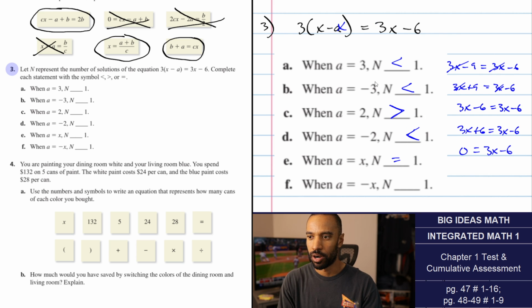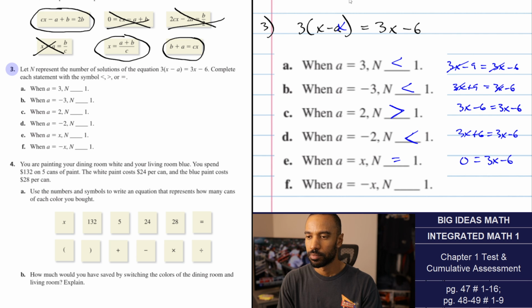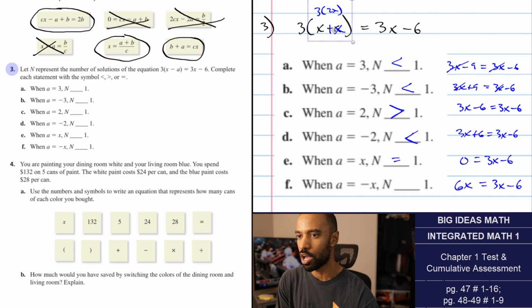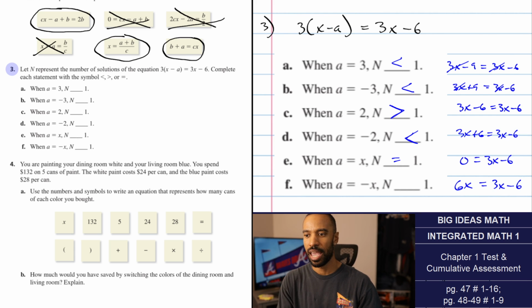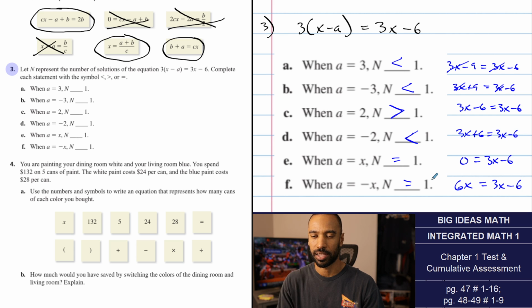Looks like I did more lines here than I would have. Oh, well. And then the last one, when A equals negative x, minus negative x is plus x. That's 3 times 2x, which is 6x. So 6x equals 3x minus 6. Once again, x's don't cancel in whatever I do to solve, so I can get a solution for x, and that's just one solution. N would equal 1 in that case.